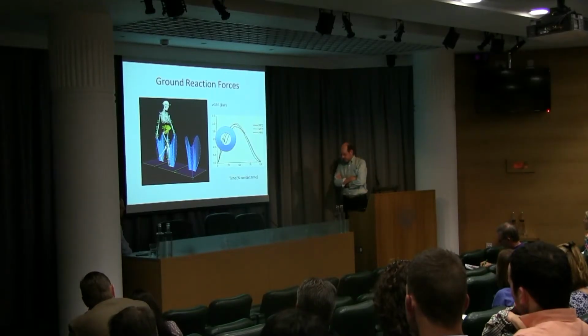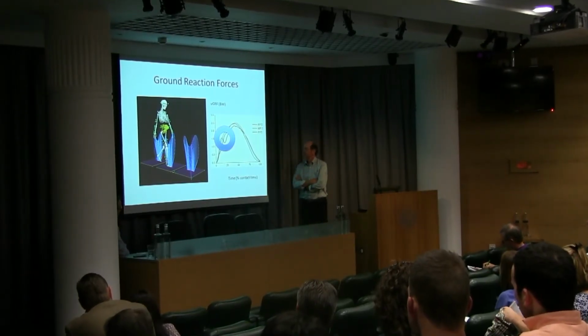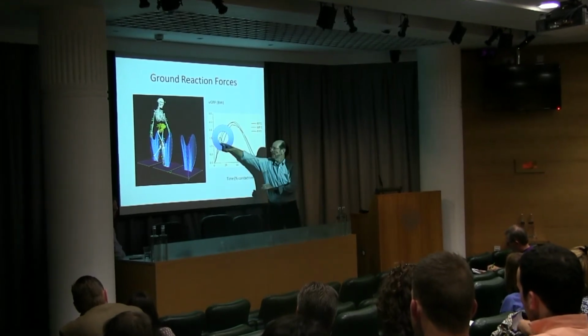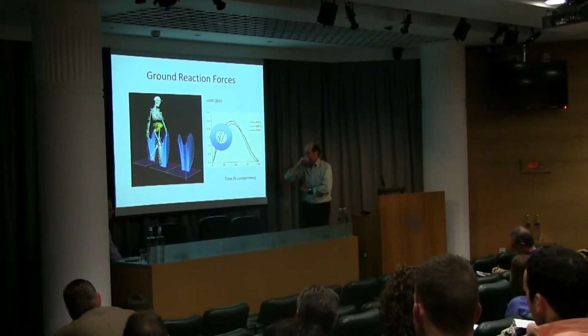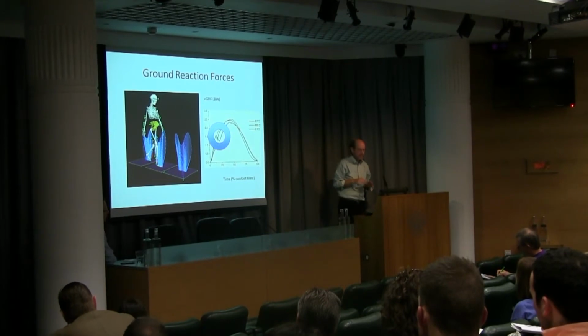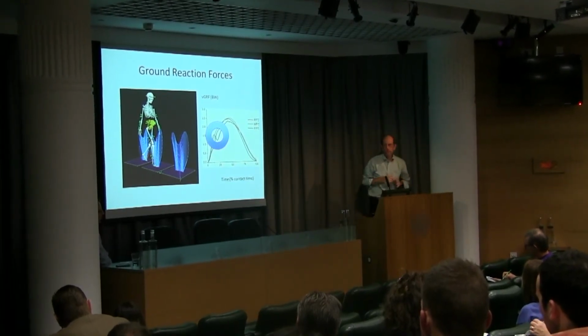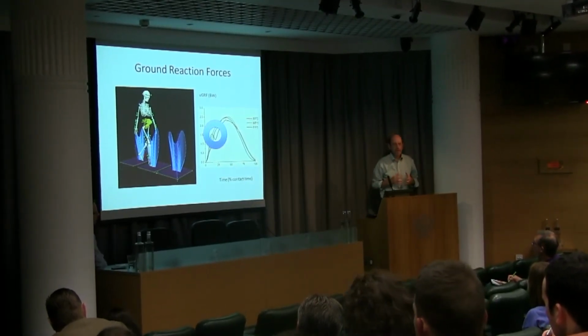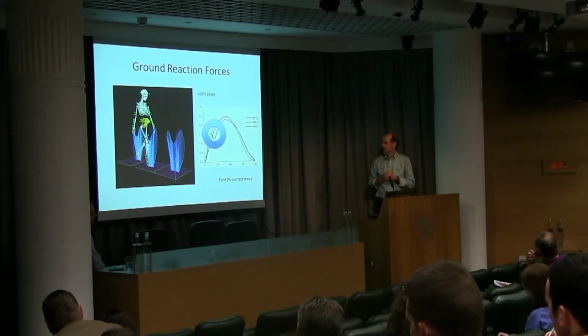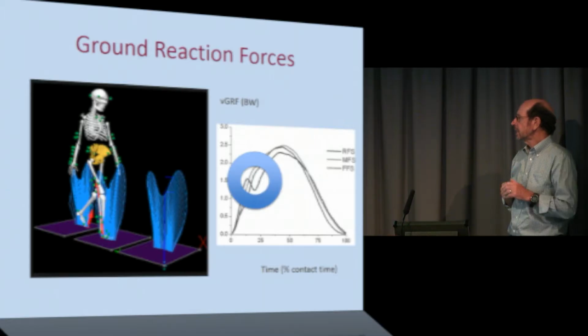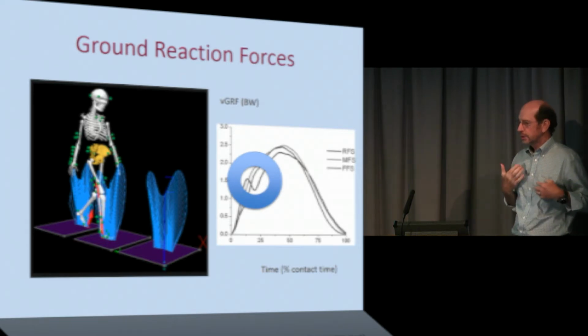But this peak is important because many people have used the existence of this first peak, characteristic of rear foot running, to suggest that rear foot running is a bad thing, and that if that's present in a runner that comes into your practice, you've got to get rid of it.